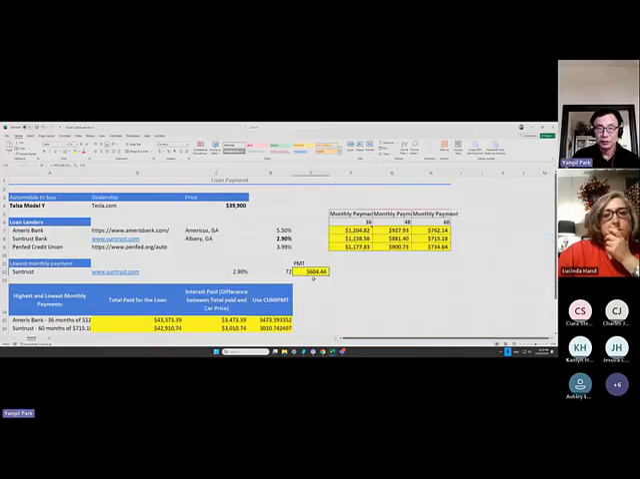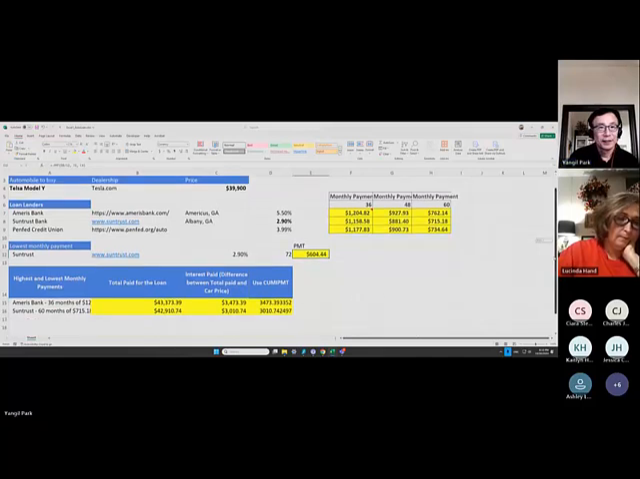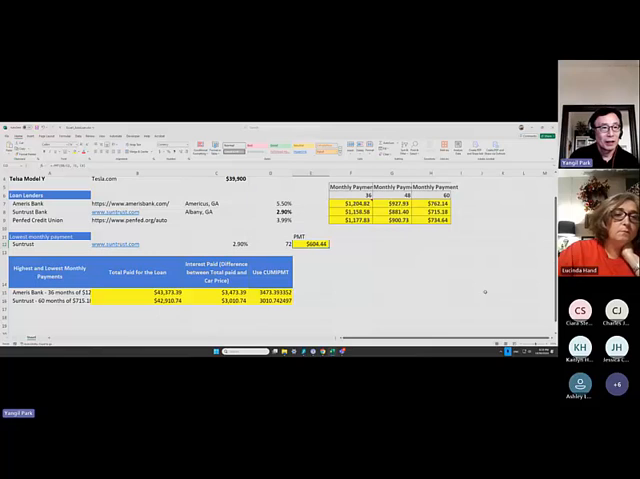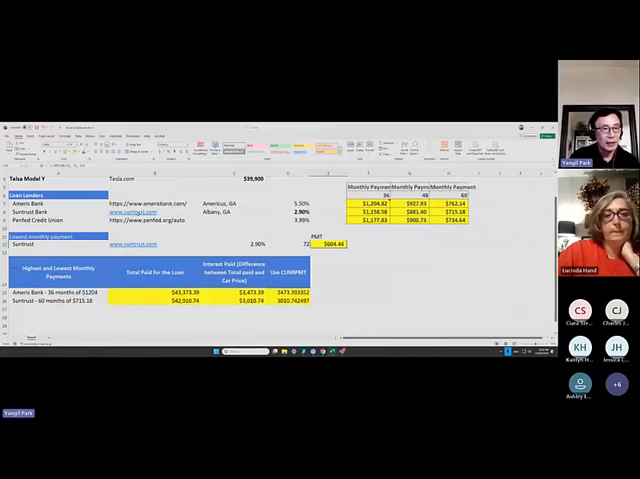Then I got 604 in change for the monthly payment. So it goes down like $111, $110, something like that. The last part of this calculation, you want to find out the total payment for the loan, okay?